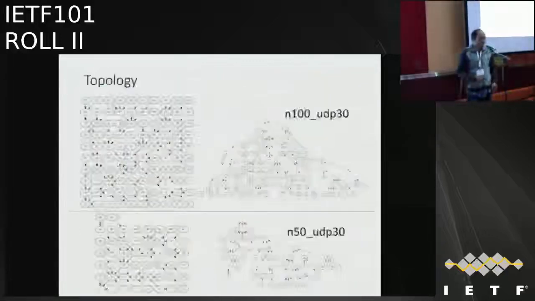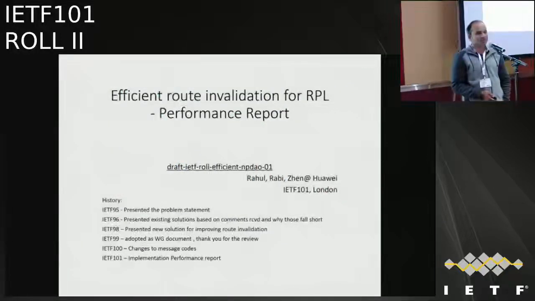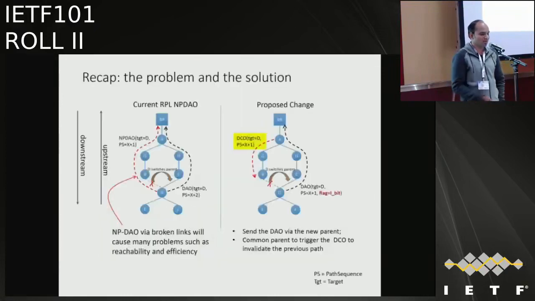All right, so I'll be presenting the performance report for the route invalidation update. Briefly, it's the current RPL specification. This applies specifically to the storing mode of operation. The current route invalidation using NPDAO made a design choice of sending an NPDAO through the previous parent. So this is the existing mechanism. I'm not going to go into the details of this mechanism here. It was already explained a lot of times before.